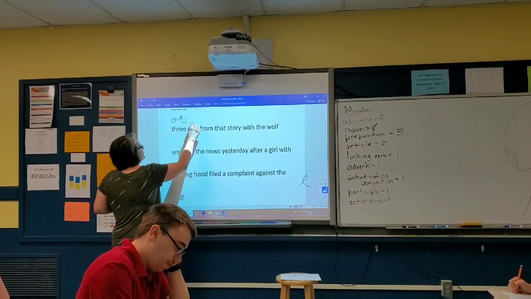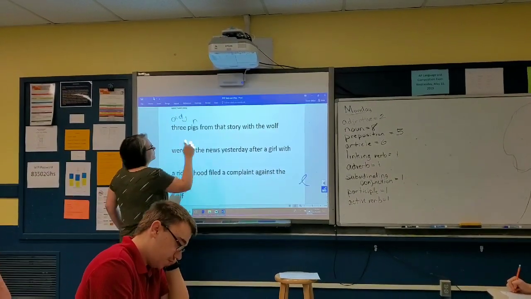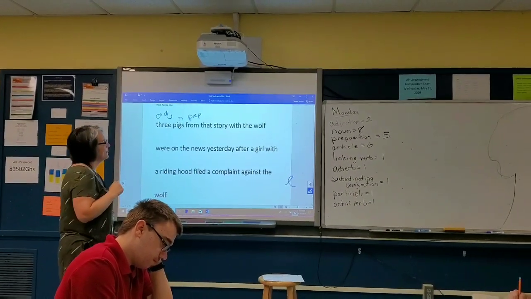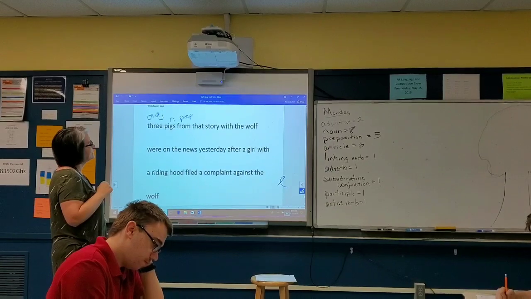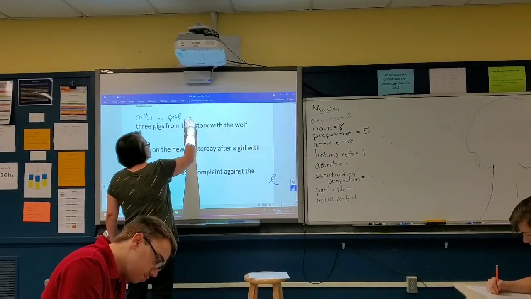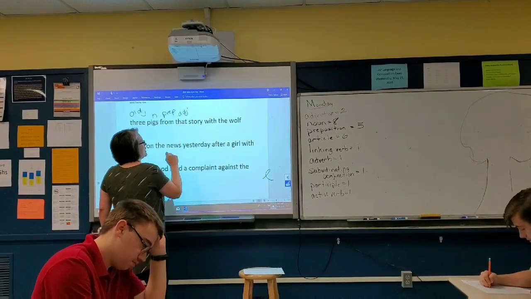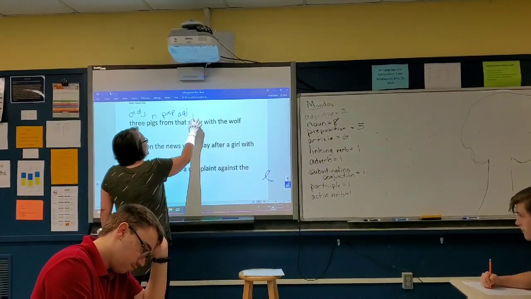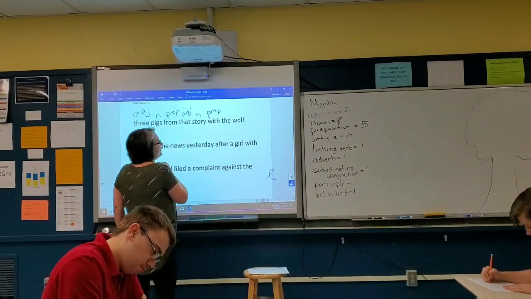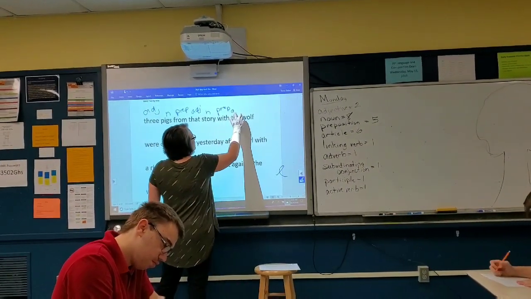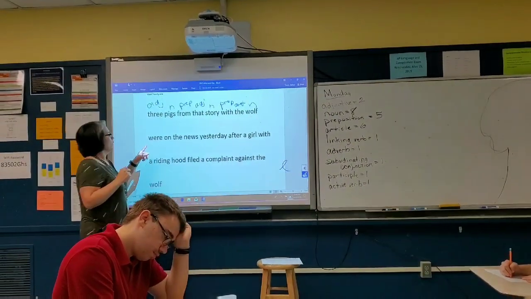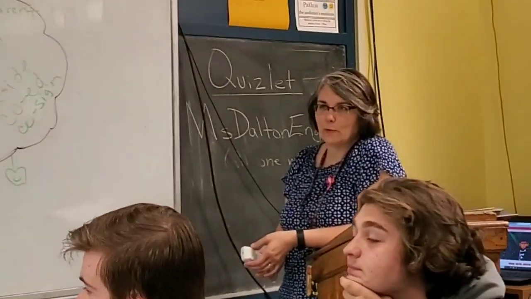Oh, my calibration's really off today, guys. From? Preposition. Oh, it is. That looks weird. Article. That. It's an adjective. Oh, it's describing what type of story, that story. Okay. Story. With? The? Wolf? Noun.